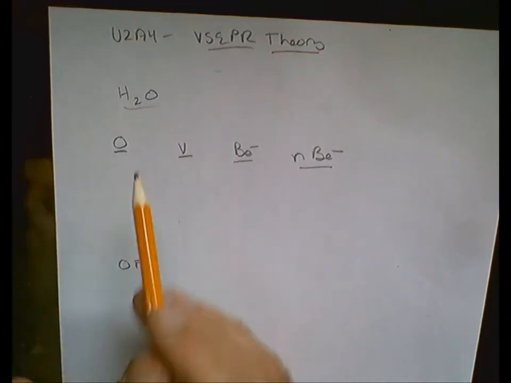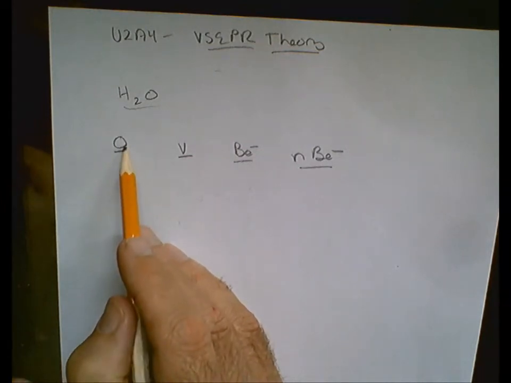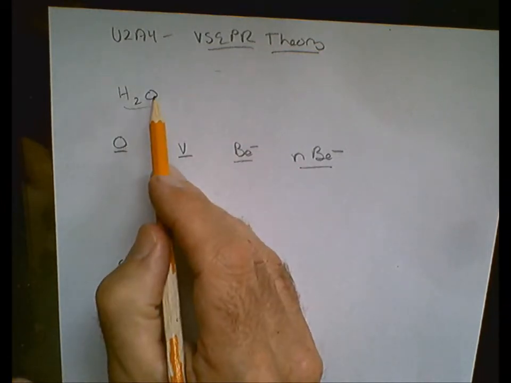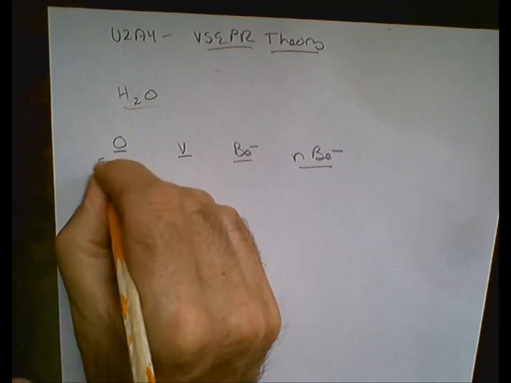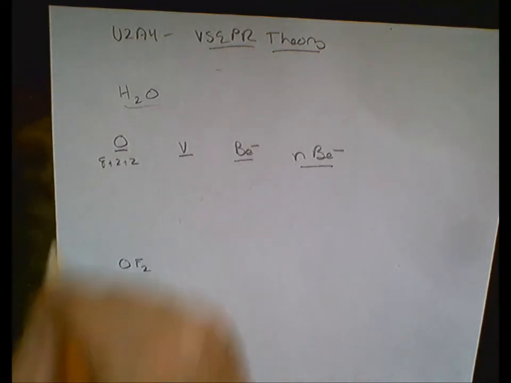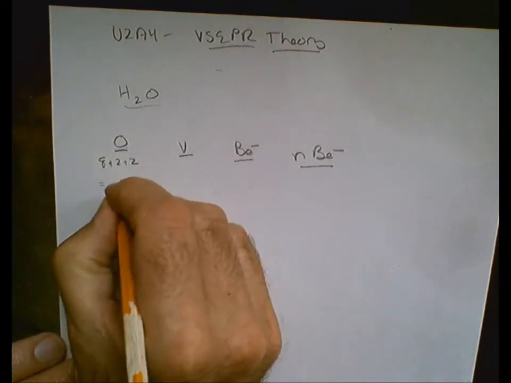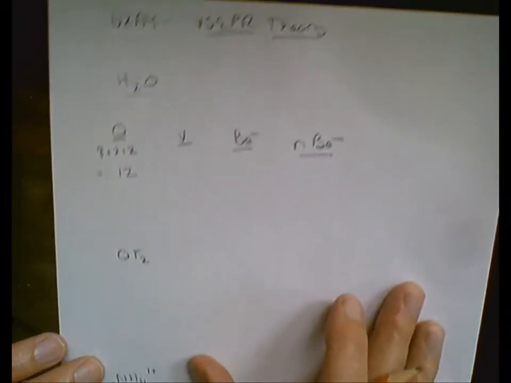So every element gets an octet number of 8, except for hydrogen, which gets an octet number of 2. So that would be 8 plus 2 plus 2. Once again, octet means to have 8 or to have a full shell. Hydrogen's the only exception on the periodic table. Its full shell number is 2. So if you add those numbers up, you get 12. I'm going to do 4 examples of this if you miss anything.